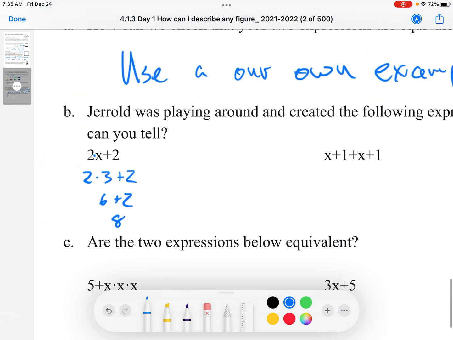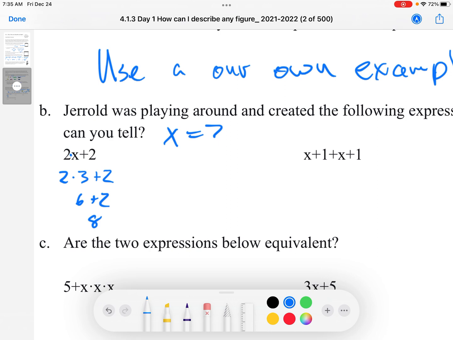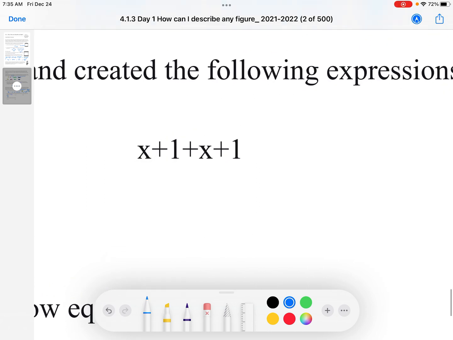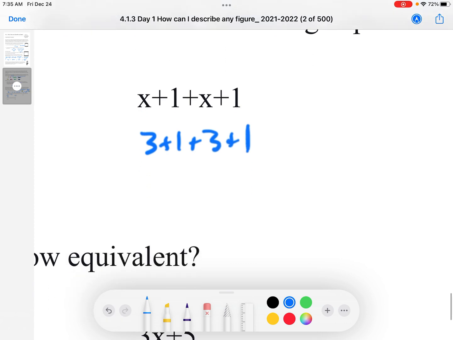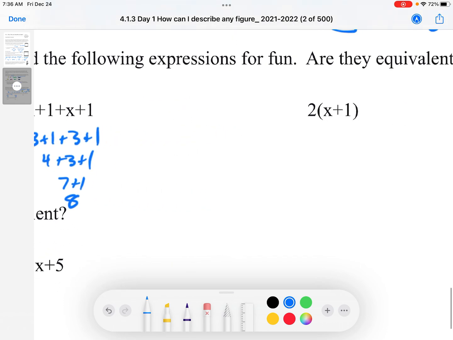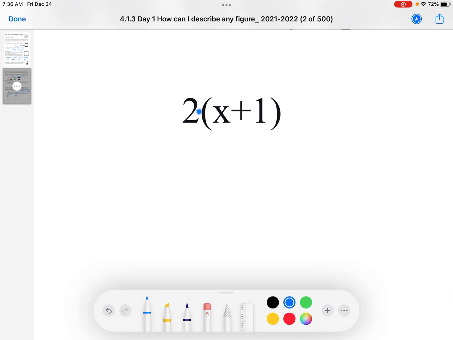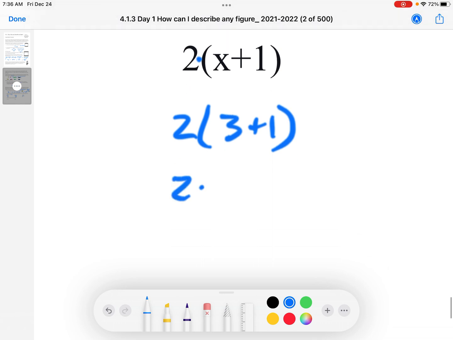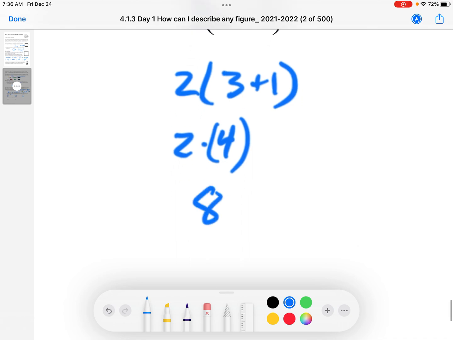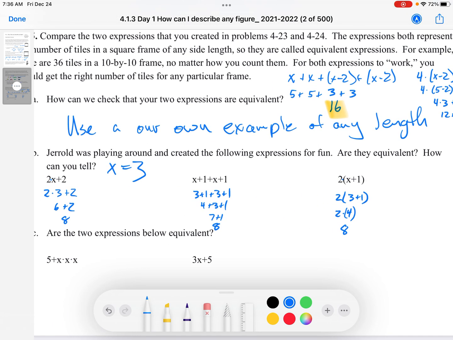Let's try it over here. We have to use the same one, right, where we're saying x equals 3. So 3 plus 1 plus 3 plus 1. 3 plus 1 is 4. 4 plus 3 plus 1. 7 plus 1 is 8. And let's do it over here. 2 times 3 plus 1. 2 times 4. We could keep the parentheses around, but we don't need them anymore. 8. Well, let's check. 8, 8, and 8. Hey, are they equivalent? Yes. How did we tell? They were all equal to the same number when we put in the 3.